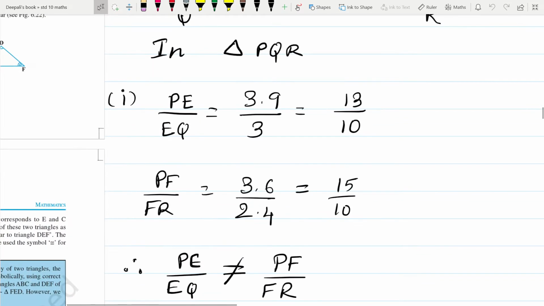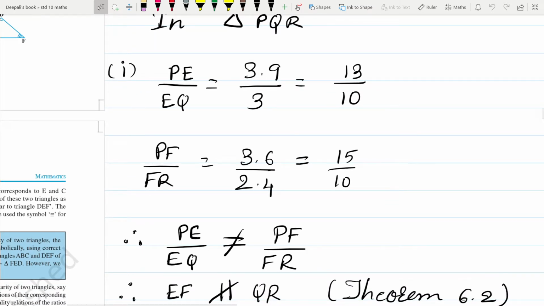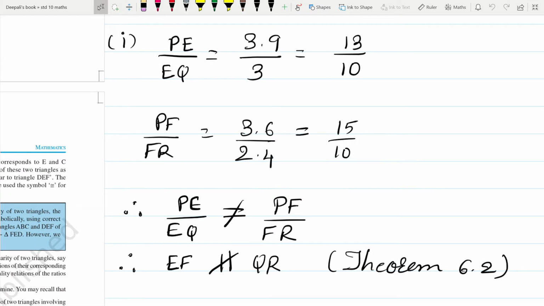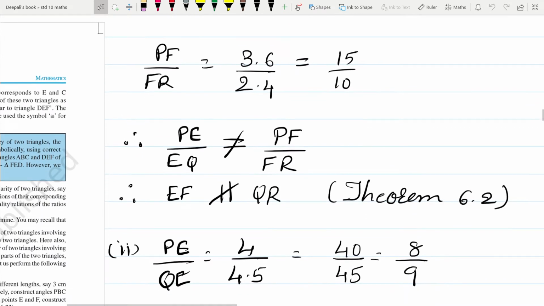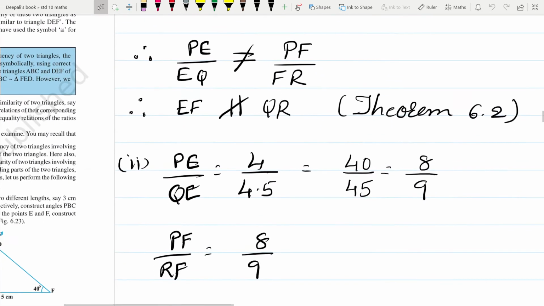For the first case, PE upon EQ is equal to 3.9 upon 3, that is 13 upon 10, and PF upon FR is equal to 3.6 upon 2.4 is equal to 15 upon 10. Therefore, PE upon EQ is not equal to PF upon FR. Therefore, EF is not parallel to QR.